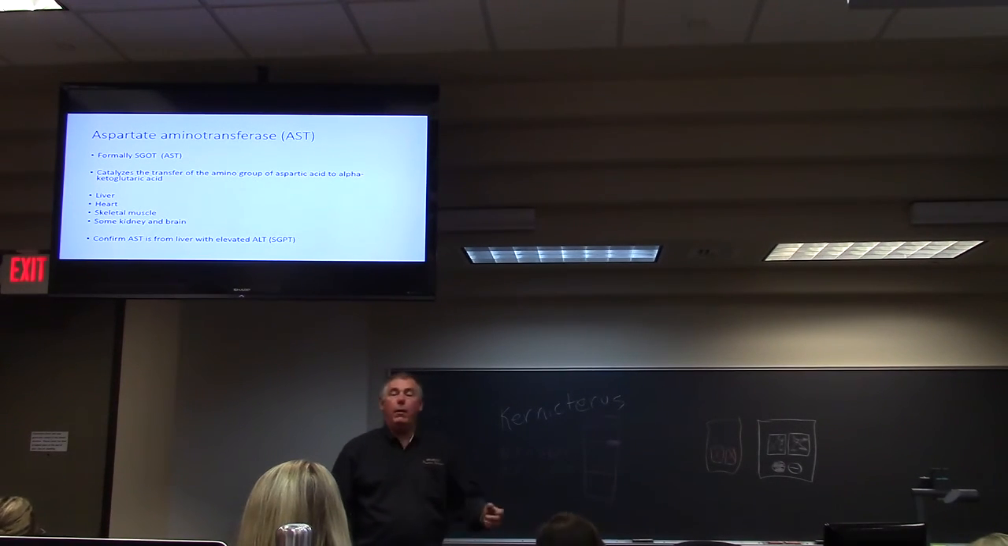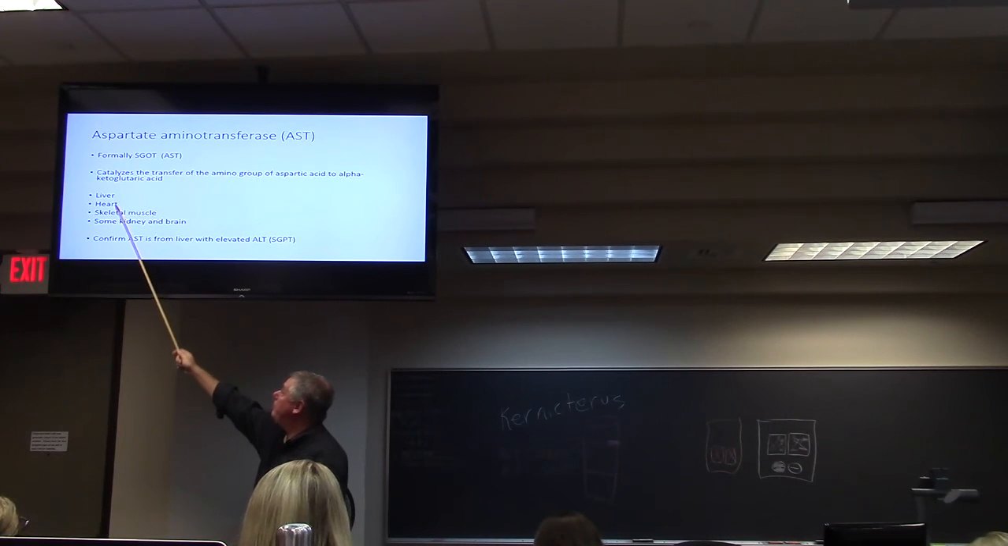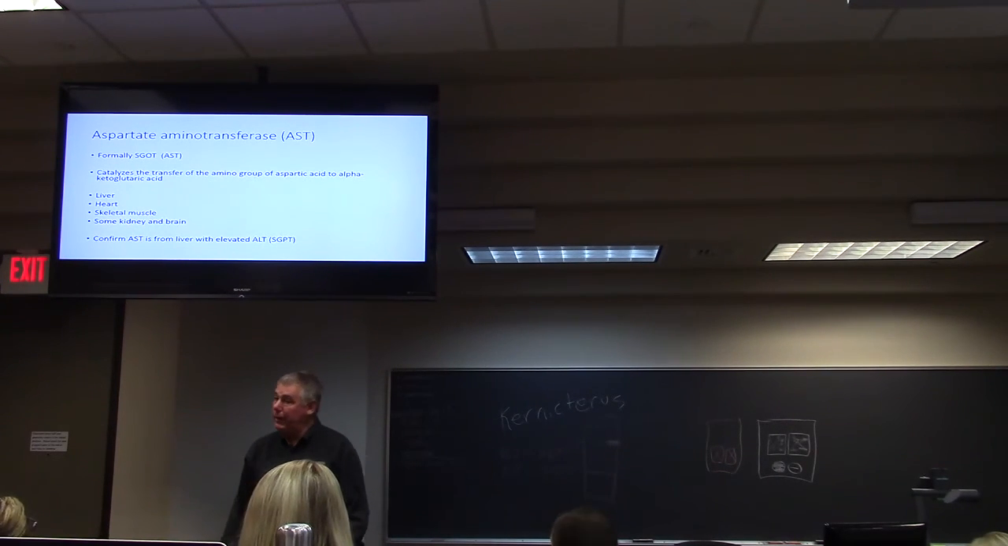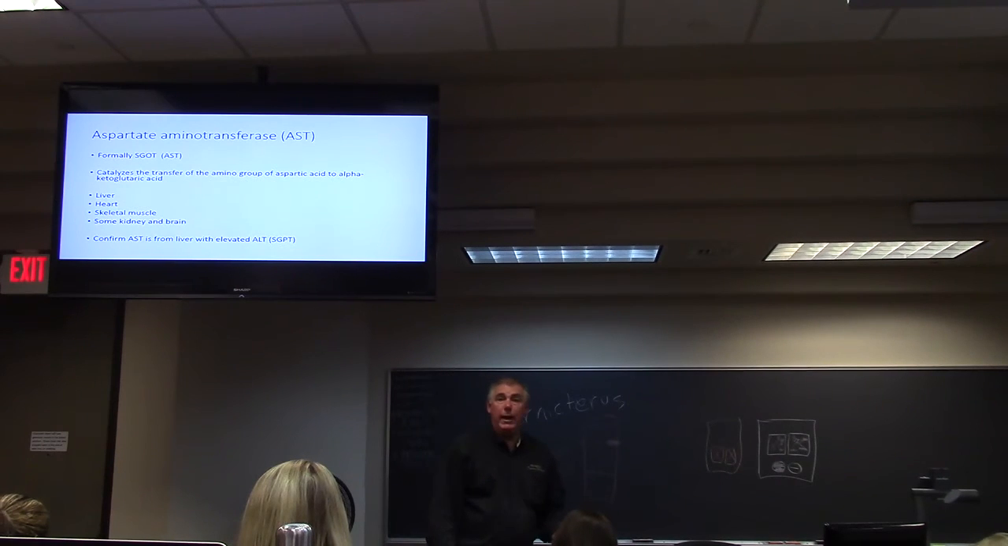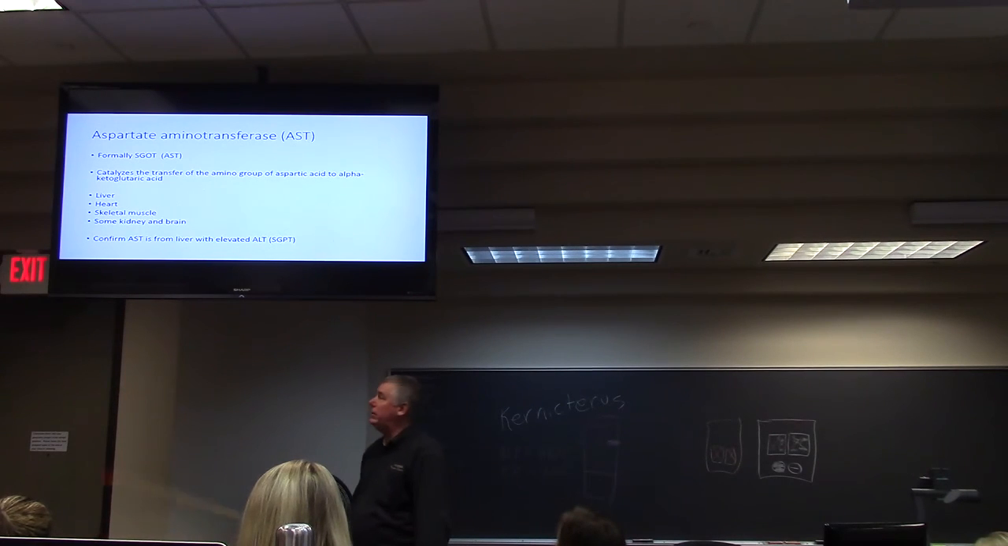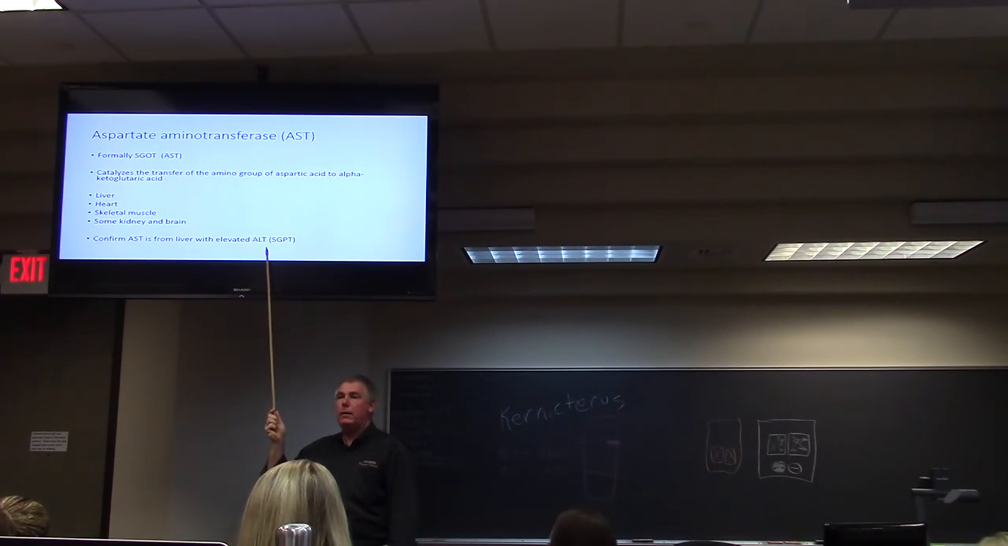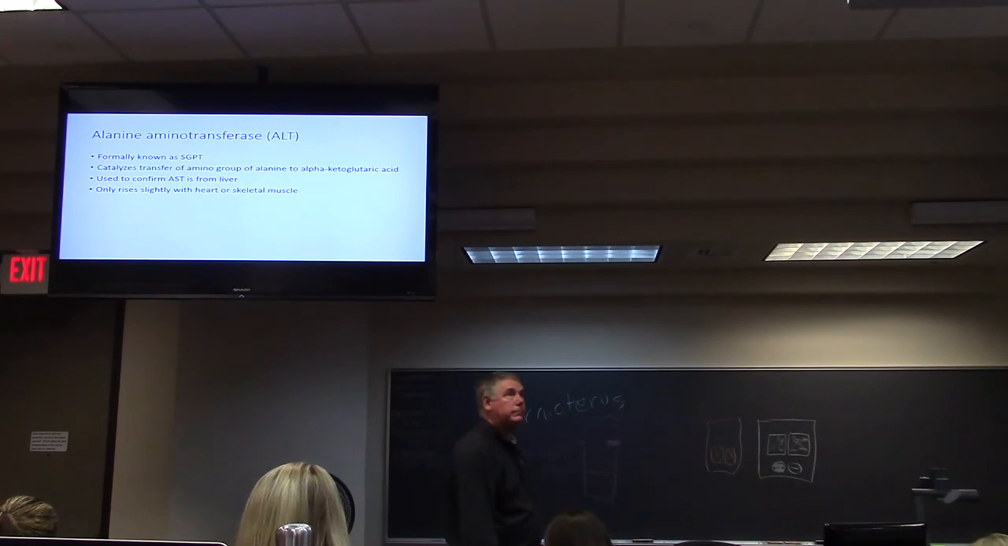All right? Now, AST comes from a lot of different places. Primarily from the liver, but from a lot of other places. This is a sensitive marker for liver disease or liver cell death, hepatic cell death. You confirm that it's liver origin by getting its sister test, the ALT. So they both rise pretty much together, one more than the other in liver disease.